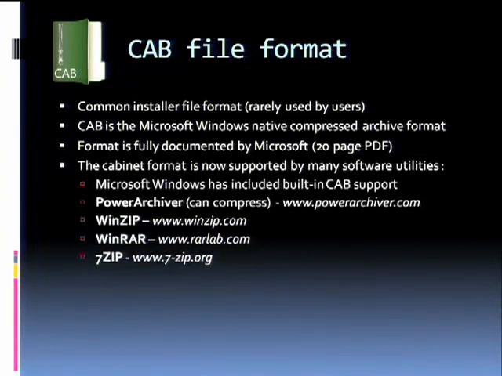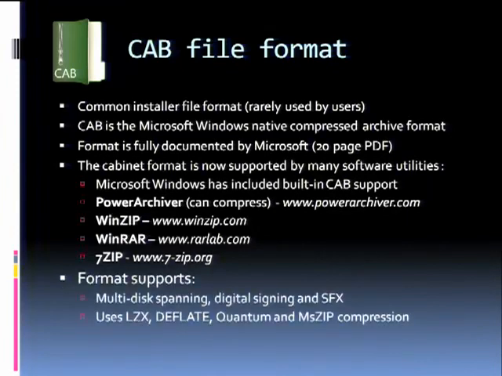So the cab file format is, of course, supported by many software utilities, such as Microsoft Windows, which has included compressed folders, and it has support for both zip and cab files. What's interesting is that of all these tools, only Power Archiver can compress files into cab archives. And once you create a cab archive, you cannot add any more files to it, because that's how the specs work. It supports multi-disk spanning, digital signing, and SFX. It uses 4 compression algorithms: LZX, deflate, quantum, and MSZip.